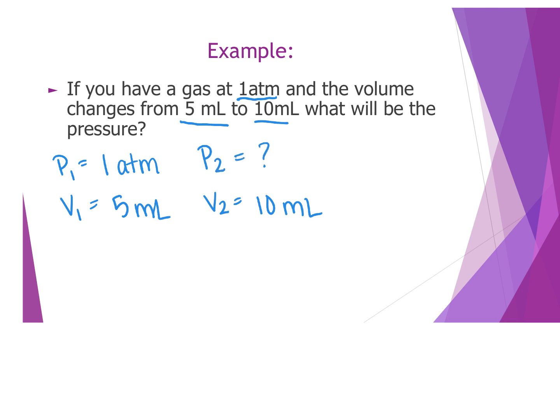So always start here. We're eventually going to get to the point where you have 5 different equations, and you're going to have to figure out which equation to use. This is how you'll figure out which equation you use. Now, what equation do we know that has P1, V1, P2, and V2 in it? It's Boyle's law. So we're going to use Boyle's law. P1 V1 equals P2 V2.